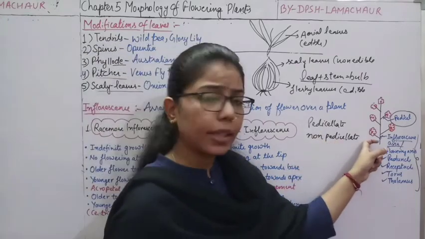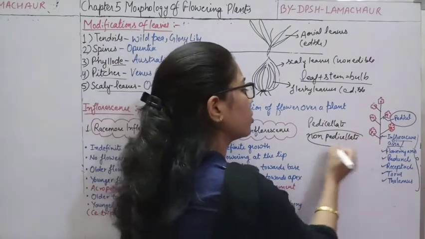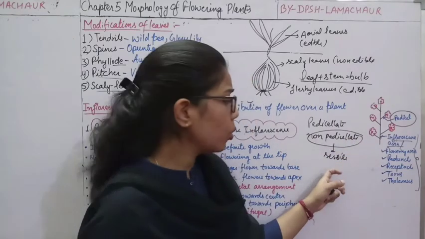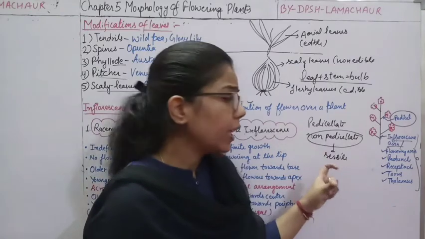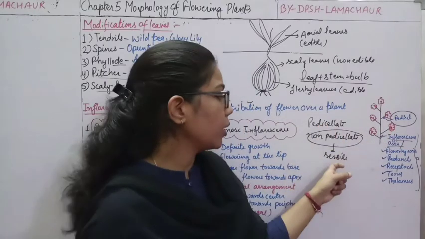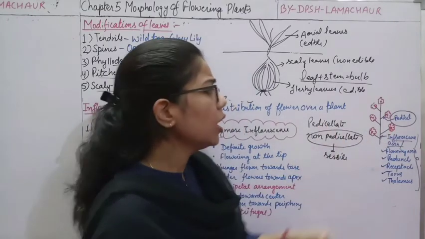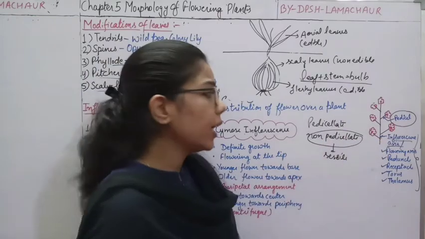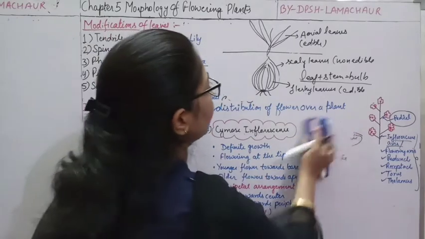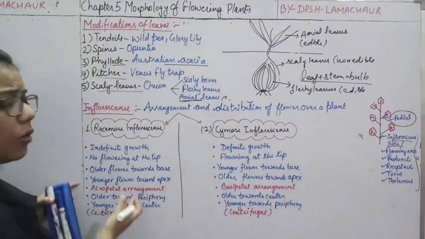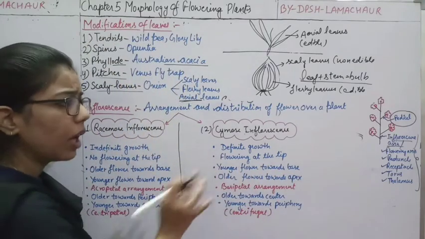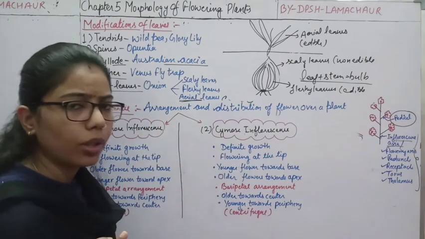In non-pedicellate flower, what term are we using? Sessile. The same thing we have used in case of leaf. Those leaves not having any stalk are known as sessile leaves, and those flowers not having any stalk are known as sessile flowers. So what type of flower can you see here? It is a pedicellate flower. So we have completed this part. Now we will understand the meaning of racemose and cymose, and how the flowers are arranged on the inflorescence axis.